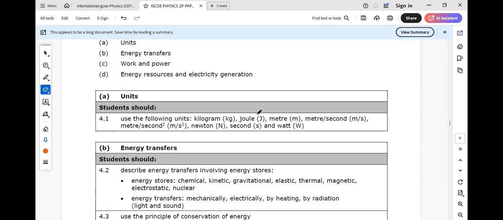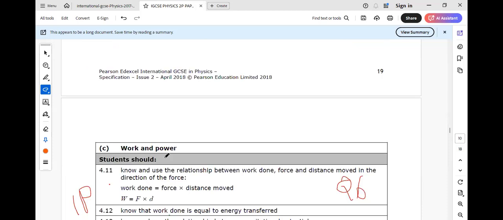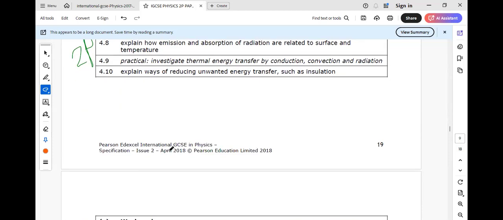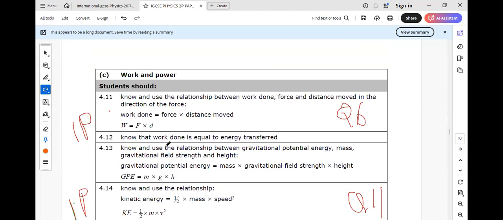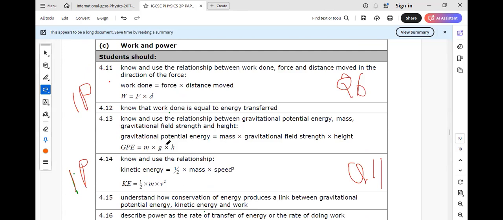Okay, right. Moving on with the energy transfers. There can be a question related to conduction, convection, radiation in your 2P paper. There can be, right? Work done was in question 6 of paper 1. Kinetic energy was in question 11, right?